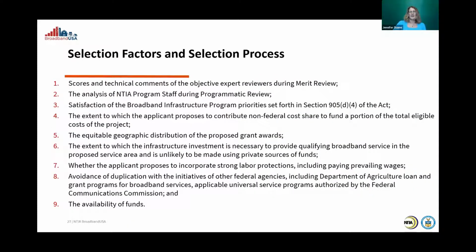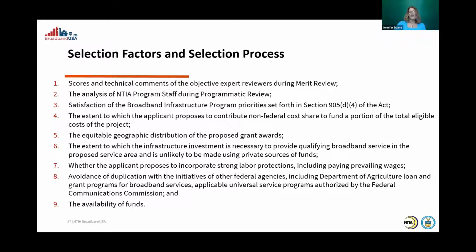So this outlines the selection factors and the selection process that NTIA will use in determining what applications to award grant funding. So we'll be looking at the scores and the technical comments from the objective expert reviewers during merit review. We'll be looking at the analysis of NTIA staff during the programmatic review. We'll be looking at how the application satisfies the Broadband Infrastructure Program priorities that I described in the earlier slides, those 4 funding priorities, and then the extent to which the applicant proposes to contribute a non-federal cost share.